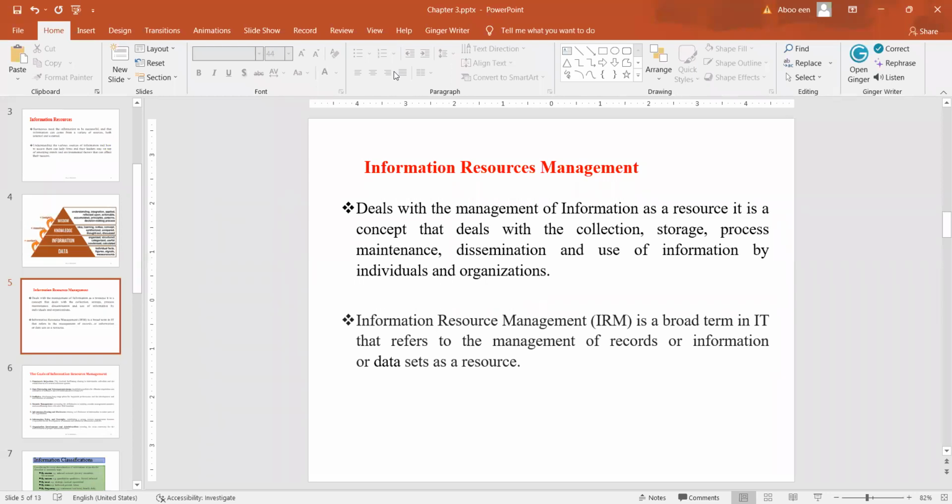What is the importance of information resource management? The information can be maintained correctly. Okay. Any other? To identify the benefits of different information resources.